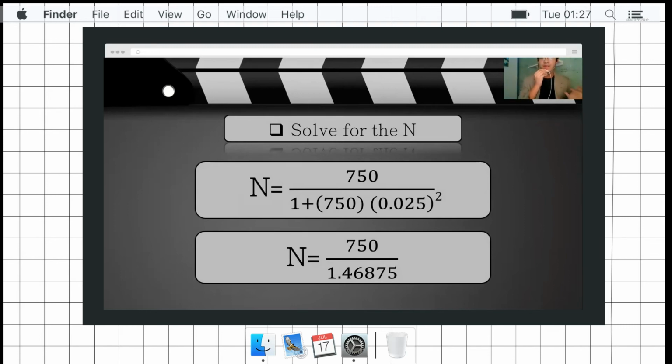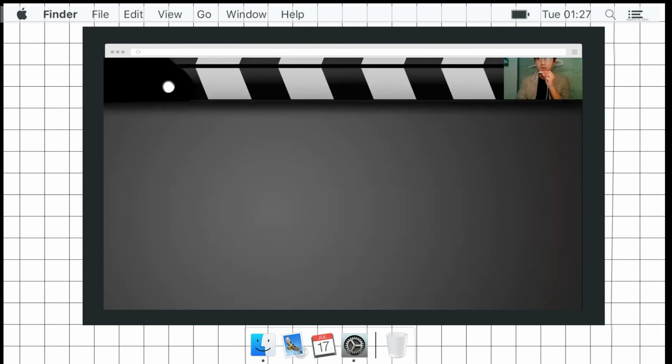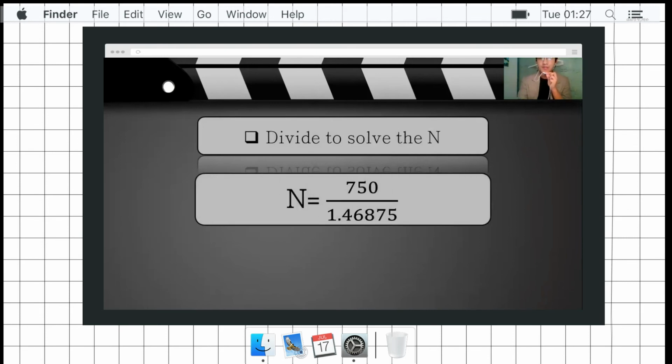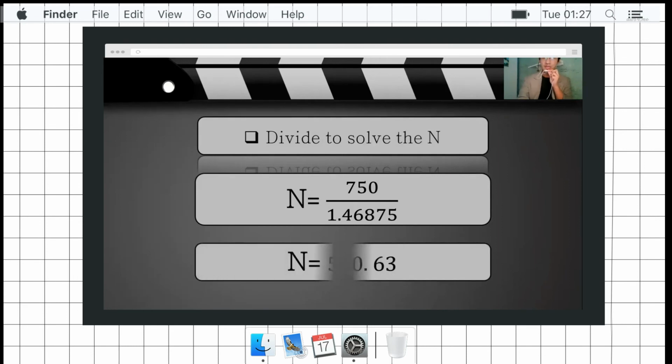n equals 750 over 1.46875. And then we divide to solve for n. n equals 750 over 1.46875, which is n equals 510.63.